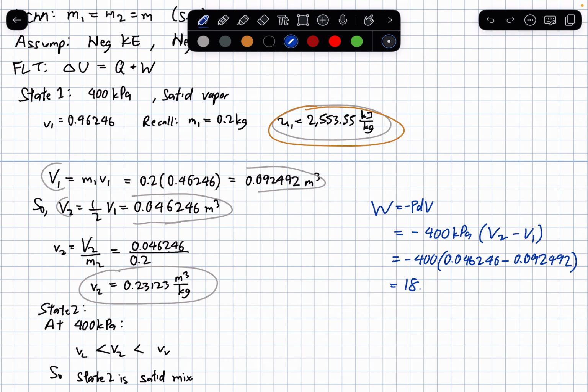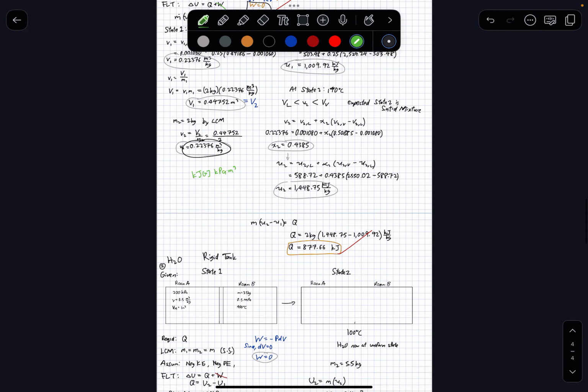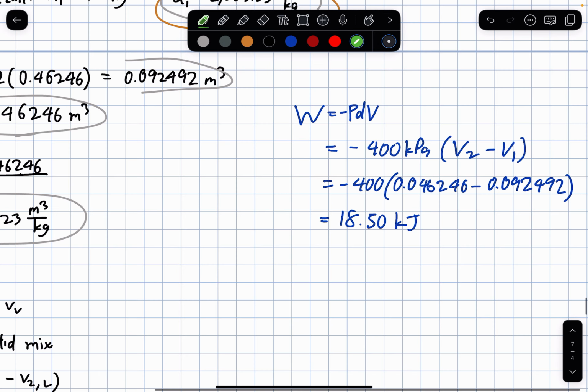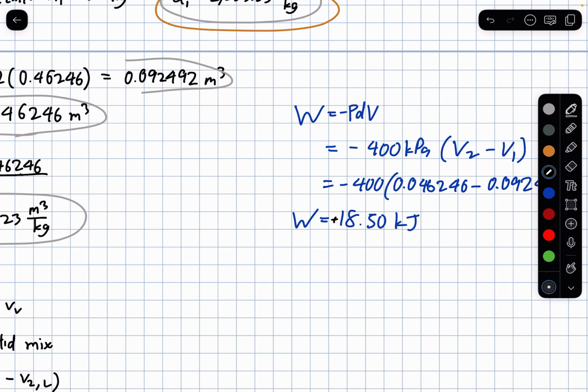18.50 kilojoules. Yeah, kilopascal meter cube. That's the importance of what I said earlier. Memorize this for that exact reason. This is kilopascal, this is meter cube. Kilopascal meter cube is kilojoule. And since this work is positive, this is work input.